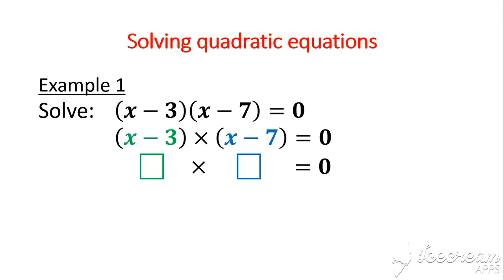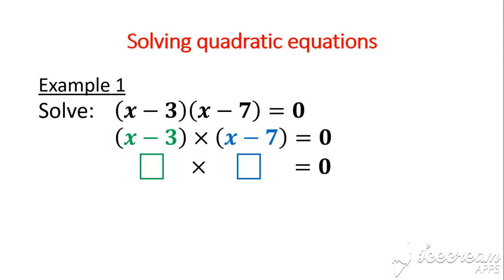Right. Now, the first bracket could be 0, because if the first bracket was 0, it doesn't matter what the second bracket is, 0 times something would be 0. Or it could be the second bracket is 0. Doesn't matter what the first bracket is, something times 0 makes 0. So one of the brackets needs to be 0 in order for the whole thing to become 0. They both could be 0, by the way.